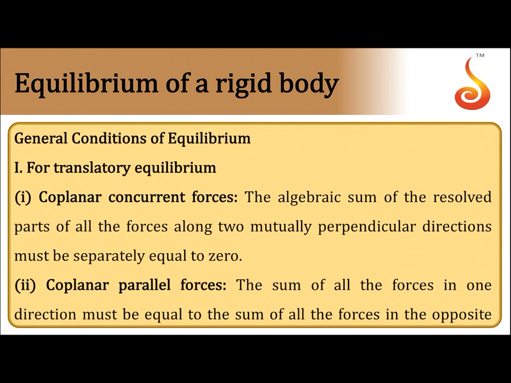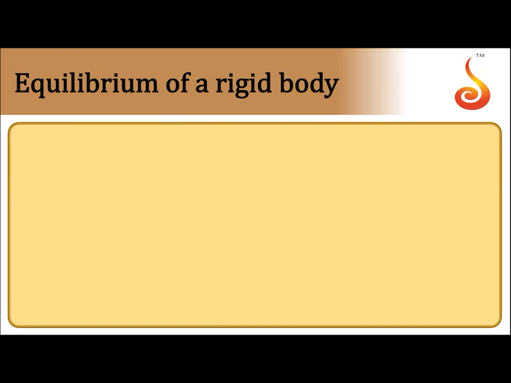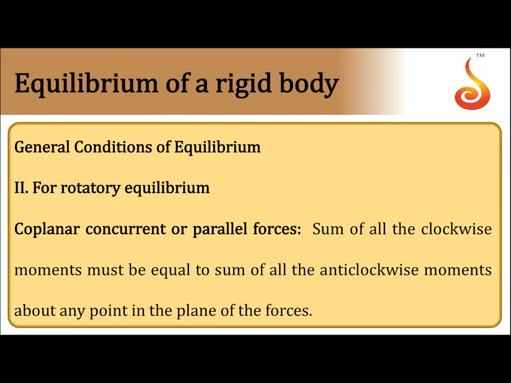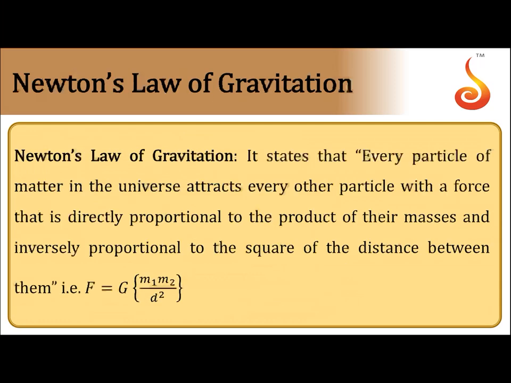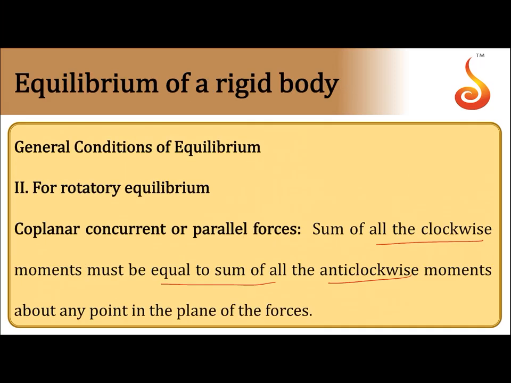Coming to equilibrium of a rigid body. For translational equilibrium, the algebraic sum of the forces must be equal to zero. For rotational equilibrium, the algebraic sum of moments must be zero. That means the sum of clockwise moments must be equal to the sum of anti-clockwise moments. This ensures rotational equilibrium. So that is all about rotational motion.